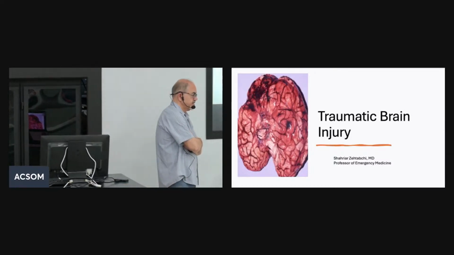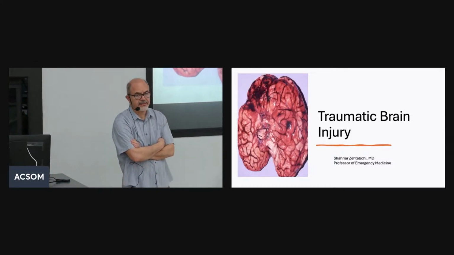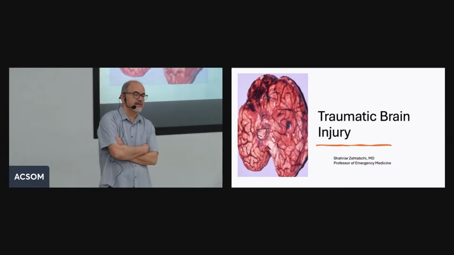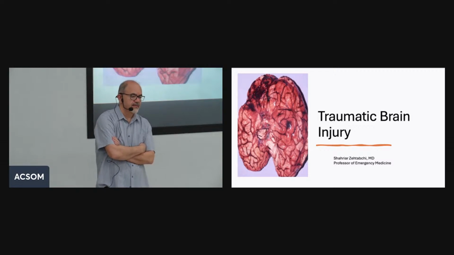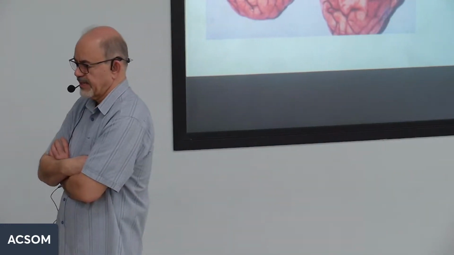Today we're going to talk about traumatic brain injury. By definition, TBI refers to a type of brain dysfunction resulting from trauma that may or may not result in permanent damage to the brain, and it may cause some structural injury to the brain.